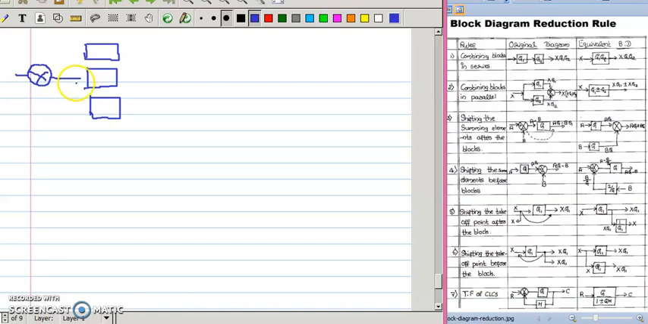It is like this. Then all blocks are mixed together at a single mixer like this. Again there is a second mixer. 3 blocks are again in this position.